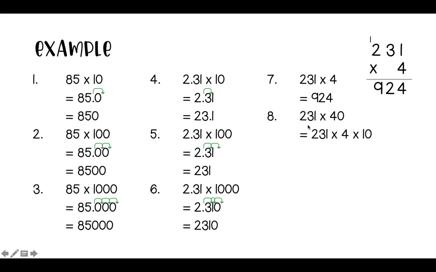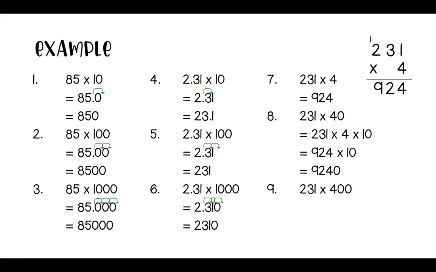Now, we know what 231 times 4 is because we worked it out up here. So we go 924 times 10, and we can easily do this one because when we multiply by 10, we move the decimal point one place to the right. So our answer is 9,240.